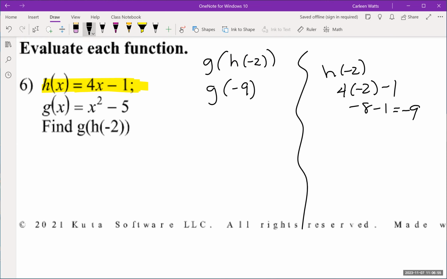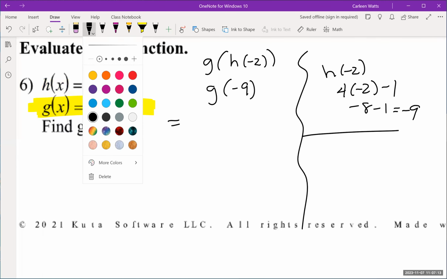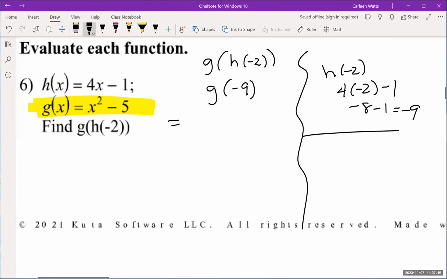Okay. So now I want g of -9. So how can I do g of -9? X squared minus 5, yeah? So I take -9 and I plug it into g. So g of -9 is -9 in parentheses. Whenever I plug in a negative number, put it in parentheses, please. Otherwise, you're going to get it wrong. And if you plug that into your calculator with no parentheses, you're going to get it wrong.